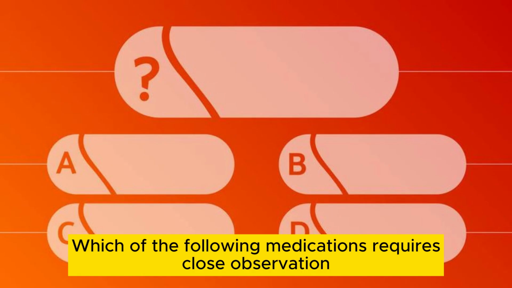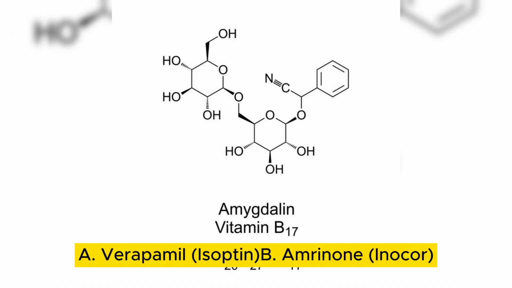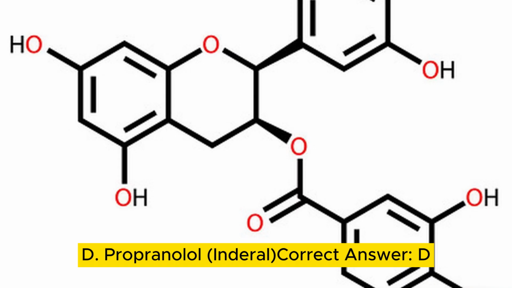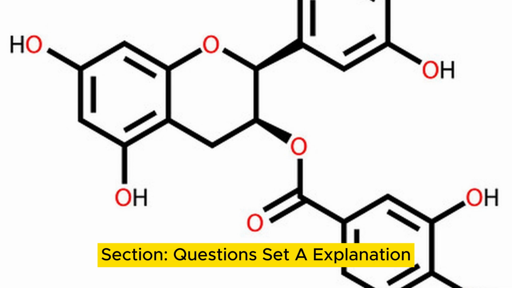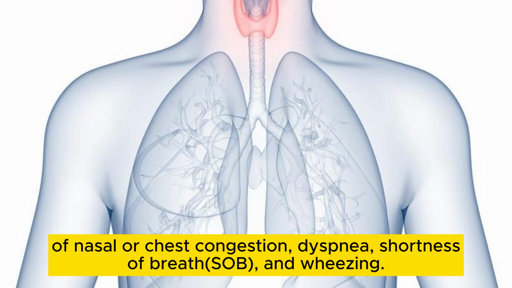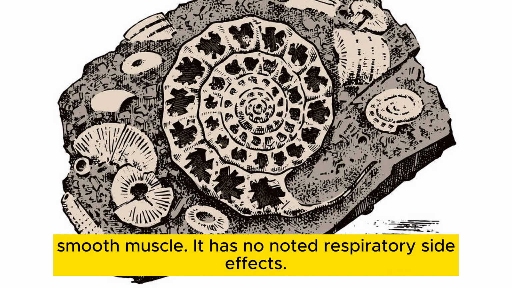Question 3. Which of the following medications requires close observation for bronchospasm in the client with chronic obstructive pulmonary disease or asthma? A. Verapamil (Isoptin). B. Amrinone (Inocor). C. Epinephrine (Adrenalin). D. Propranolol (Inderal). Correct answer: D. Explanation. Verapamil has the respiratory side effects of nasal or chest congestion, dyspnea, shortness of breath, and wheezing. Amrinone has the effect of increased contractility and dilation of the vascular smooth muscle. It has no noted respiratory side effects.